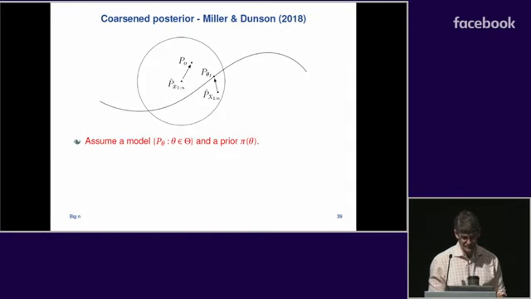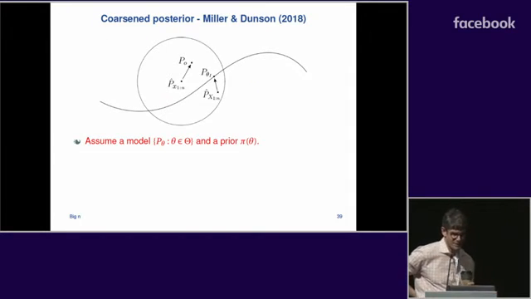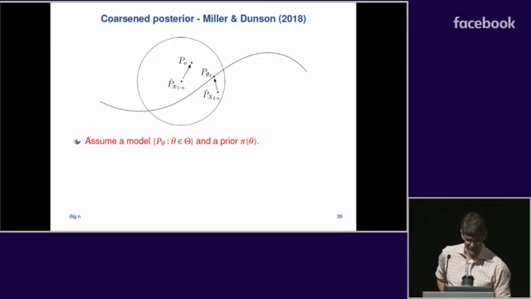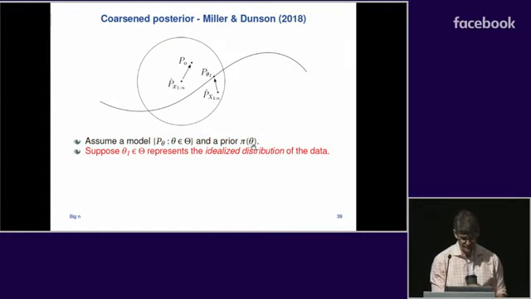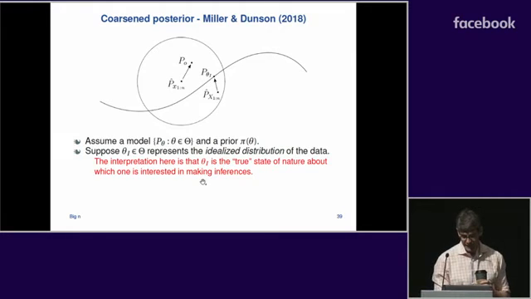Okay. So what we proposed, this paper just came out in JASA, is as follows. We call it C-Bayes, or a coarsened posterior. Maybe it's not a very sexy name, but C-Bayes. So here's the setting. We're going to assume a model, P of theta, and a prior pi of theta, okay? We're going to say theta I represents the idealized distribution of the data. So that's over here. Theta I is the true state of nature about which one is interested in making inferences, okay?